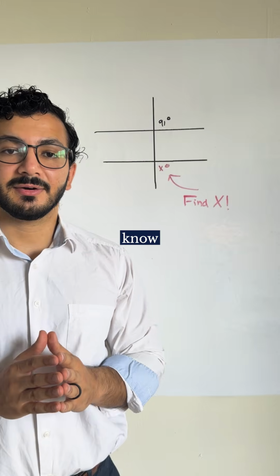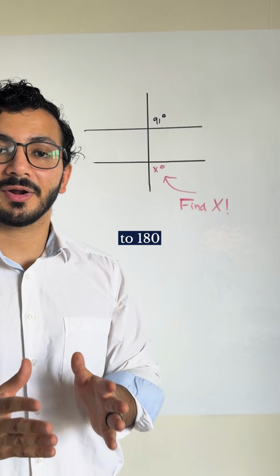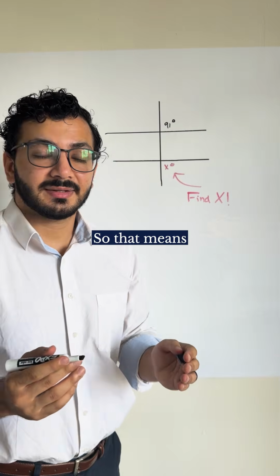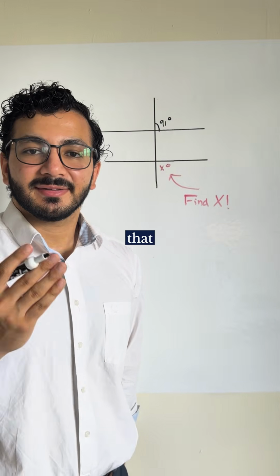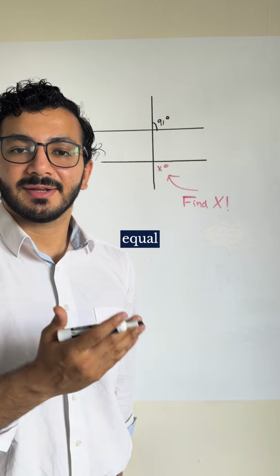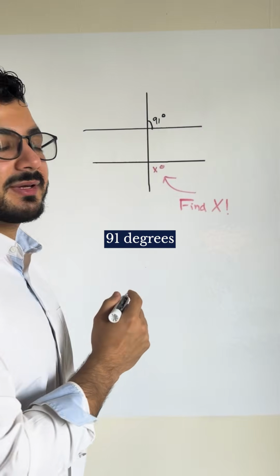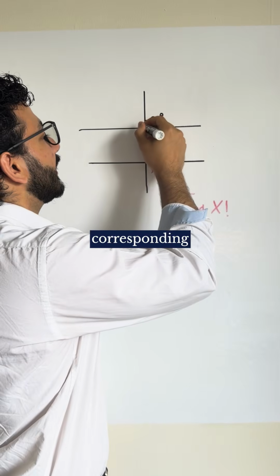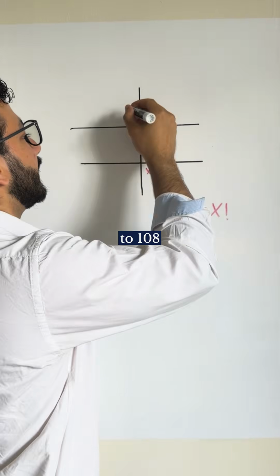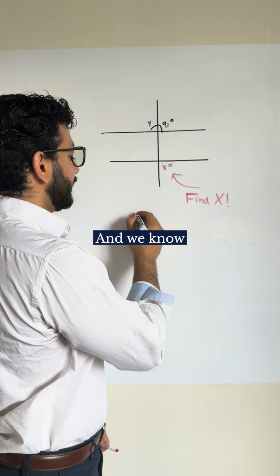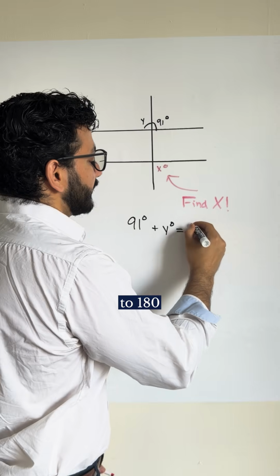And what you need to know is that two supplementary angles across a line are going to be equal to 180 degrees. So that means that 91 degrees right here, the relationship you need to know is that two angles across a line equal 180 degrees. So we can check that out here, where 91 degrees, and you look at the corresponding angle right here, is going to be equal to 180. We'll call this y, and we know that 91 degrees plus y degrees is equal to 180.